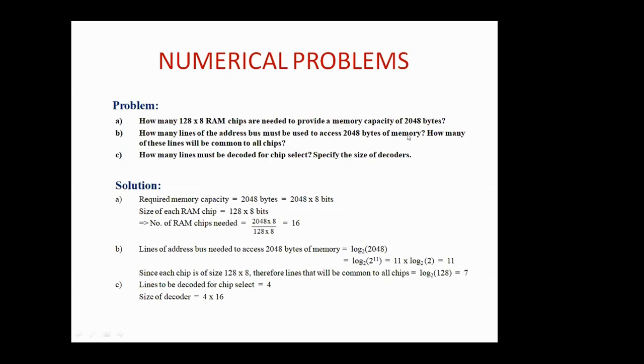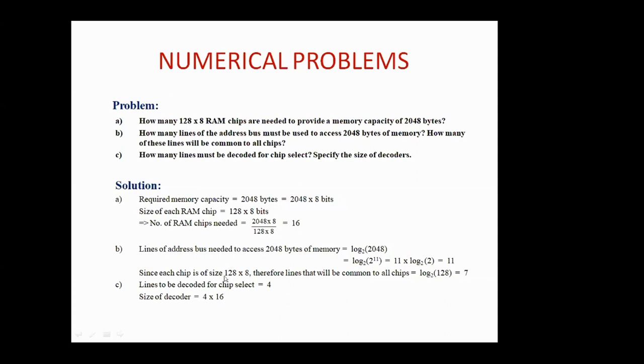Another part of this part B is how many of these lines will be common to all chips. So let us see what is the size of a chip. The size of a chip is 128 into 8.